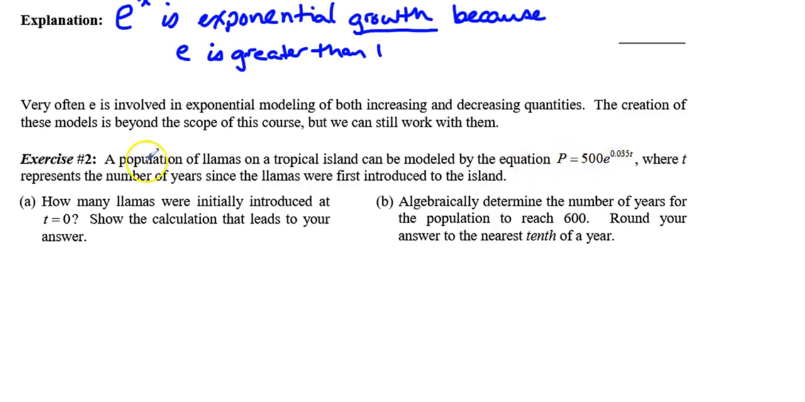So let's check out this llamas problem. Why don't you go through and underline the important stuff in the question, and then fill out part A and play the recording when you're ready.